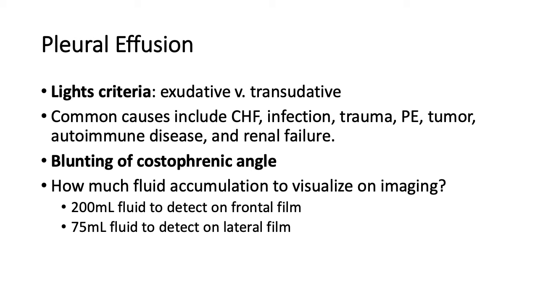Pleural effusion, as you know, can be classified as exudative or transudative according to Light's criteria. The common causes include congestive heart failure, malignancy, renal failure, and more. On an upright film, an effusion can cause blunting of the costophrenic angle and potentially mediastinal shift away from the effusion. Approximately 200 mL of fluid is needed to detect the pleural effusion on the frontal film, while 75 mL is required for detection on the lateral film.